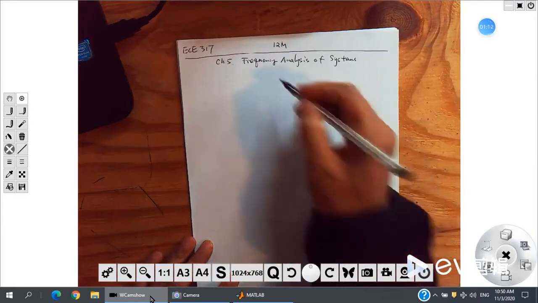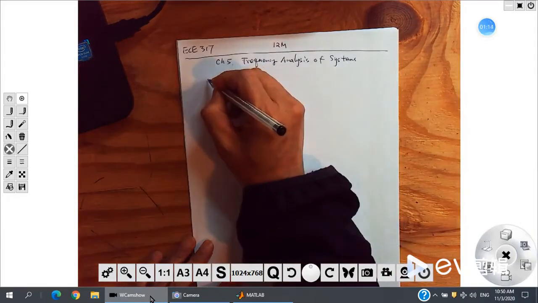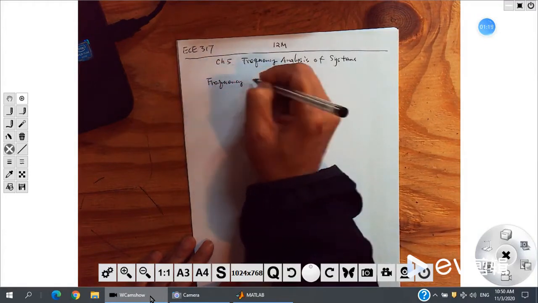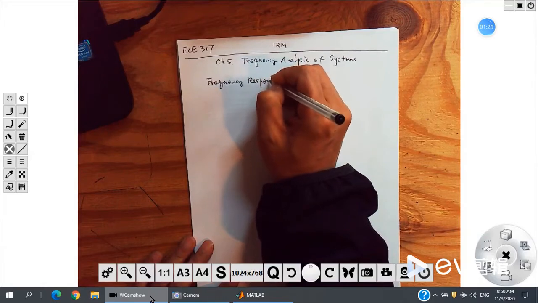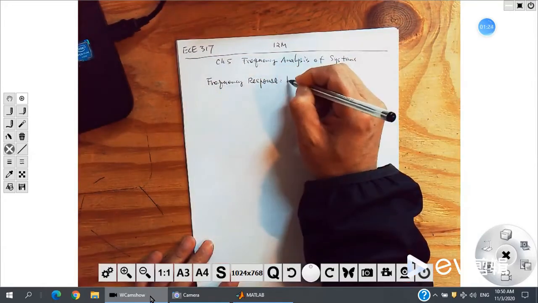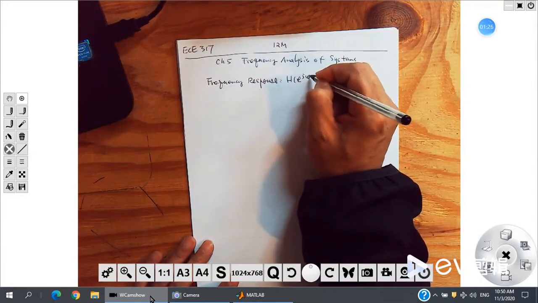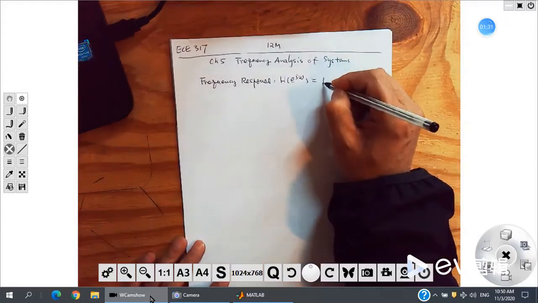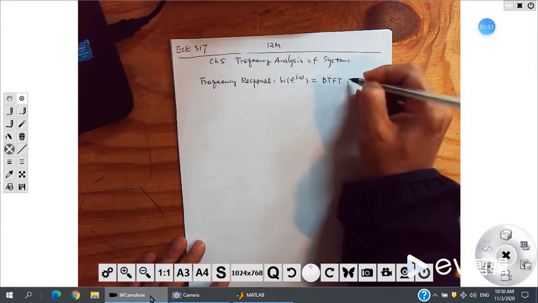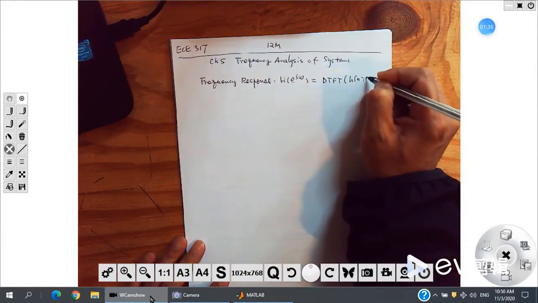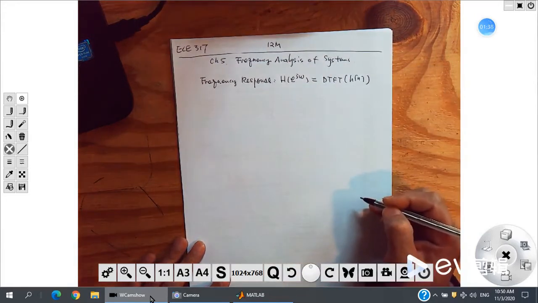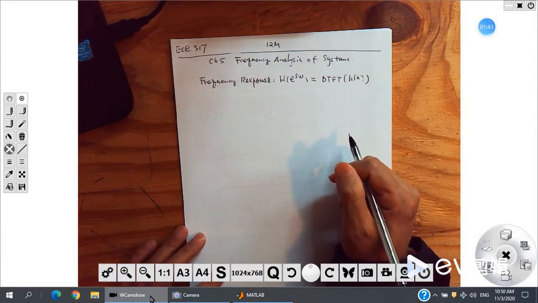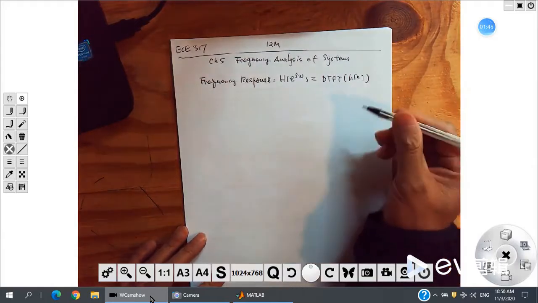First, you should know what a frequency response is, right? The frequency response H of e to the j omega is the DTFT, the Fourier transform, of the impulse response. You can say this is the definition of a frequency response. Then for the frequency response, we have a very good feature.